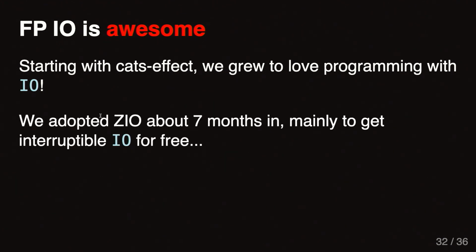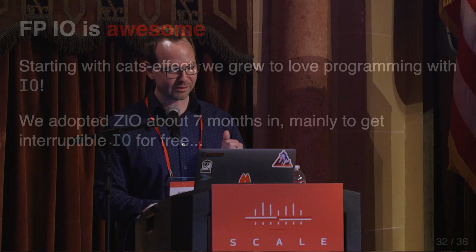We had to cut some more slides, some more material about that, so feel free to talk to us about it in the hallway. With ZIO, we adopted it about 7 months in, and the reason was mainly to get interruptible I/O for free. We have those tasks that are running. There's actually literally a button to cancel a task, and when somebody does that, we want to do the best we can to cancel it, even if that means interrupting a thread. ZIO gives you that out of the box, and we could get rid of the hacky stuff we had in place to do that with Cats Effect.